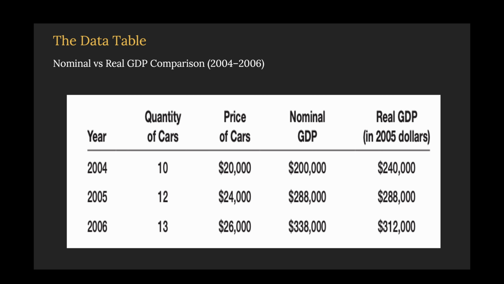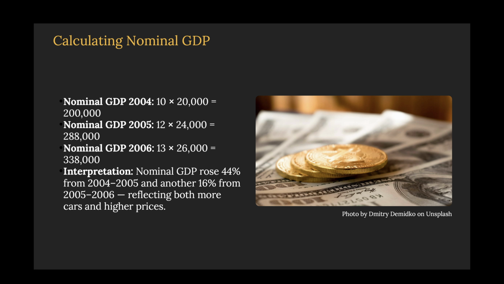Let's start with nominal. Remember, nominal GDP uses current prices. So how do we calculate this? It's the number of cars produced multiplied by the price of cars. So in 2004, it's 10 cars times $20,000, which is $200,000. In 2005, it's 12 cars times $24,000, which is $288,000. In 2006, it's 13 cars times $26,000, which is $338,000.